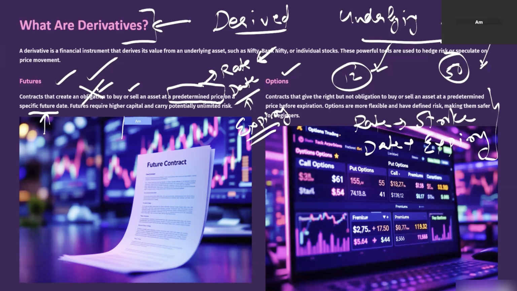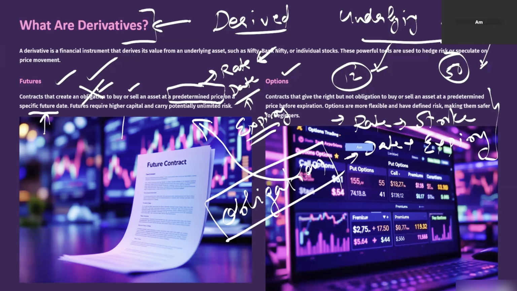So futures means obligation to buy or sell at a predetermined rate and date. Options, when you are buying, it is a right to buy at a predetermined rate and date. That rate is your strike price, date is your expiry. If you are an option seller, then it will be similar to futures. That becomes an obligation.